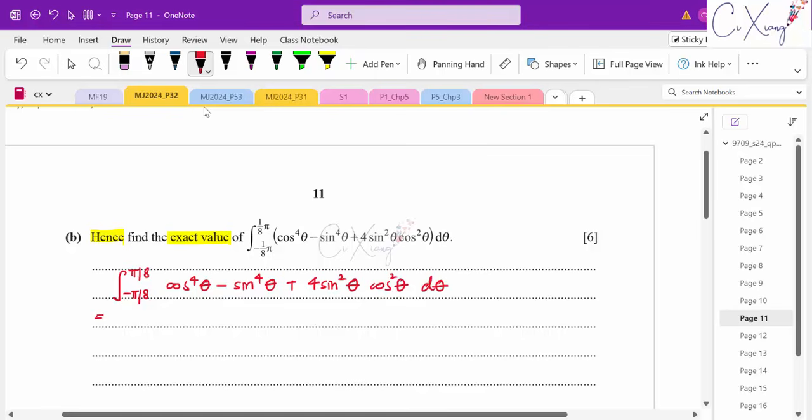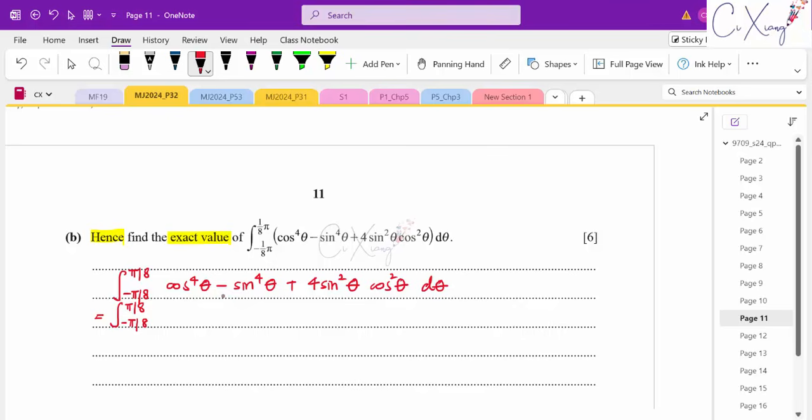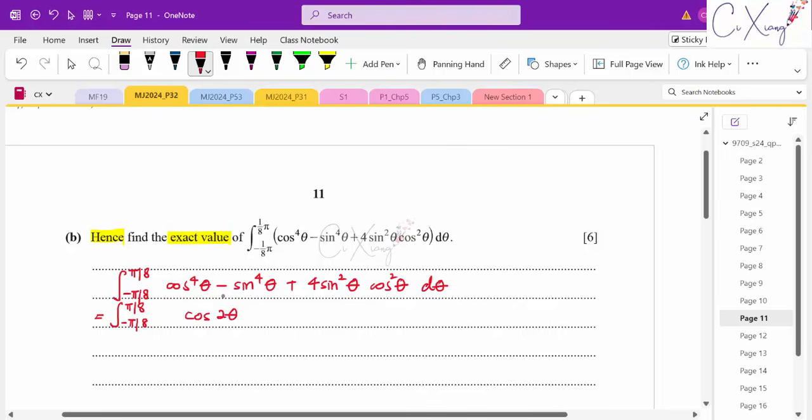Okay, since they asked us to use the result, because of the word "hence", we use the result in part A. Therefore, I think it's quite straightforward. You can change cos power 4 minus sine power 4 to become cos 2 theta. This is the result that we got just now.